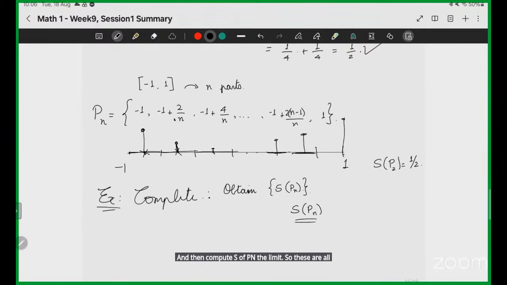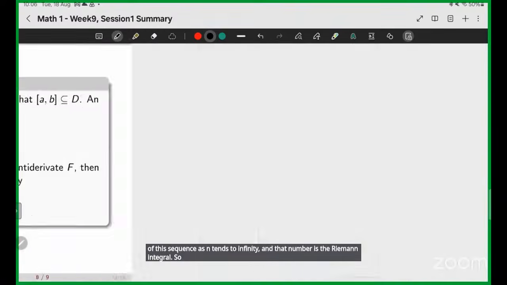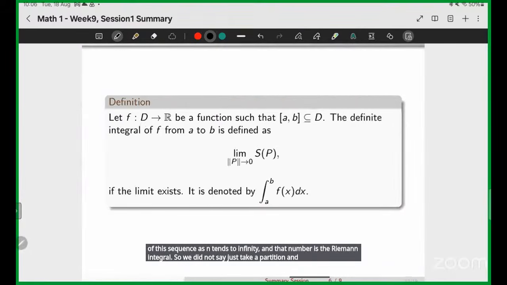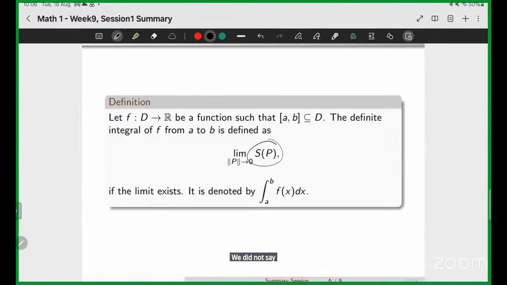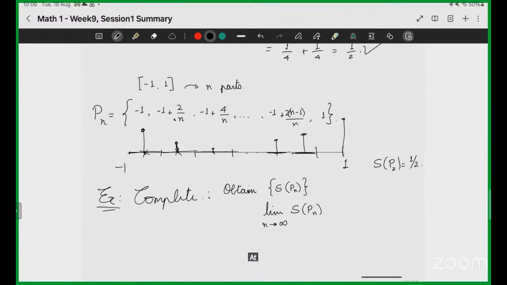So these are all real numbers. This is a sequence of real numbers, so I can talk about the limit of this sequence as n tends to infinity. And that number is the Riemann integral. If you recall, we did not say take a partition and that itself is your definite integral. If the limit exists, that is called the Riemann integral. The length of the partition goes to 0, and that is the same as saying, at least for this particular sequence, n goes to infinity.